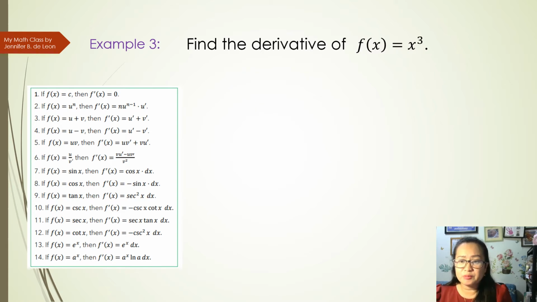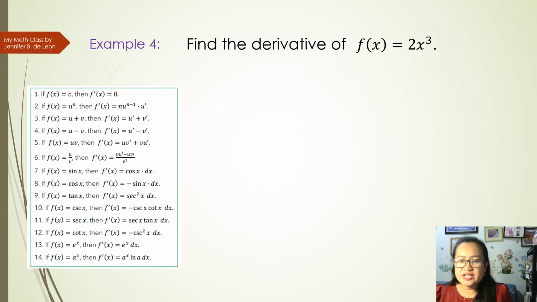Now let's work on example number 3. Doing the same thing, we have to determine the exponent and the numerical coefficient. In f of x equals x cubed, the numerical coefficient is 1, while the exponent of x is 3. So all you have to do is to multiply the exponent by the numerical coefficient, so we will have 3. And then we deduct 1 from the exponent in order to reduce the degree by 1. So simplifying, the derivative of f of x equals x cubed is 3x squared.